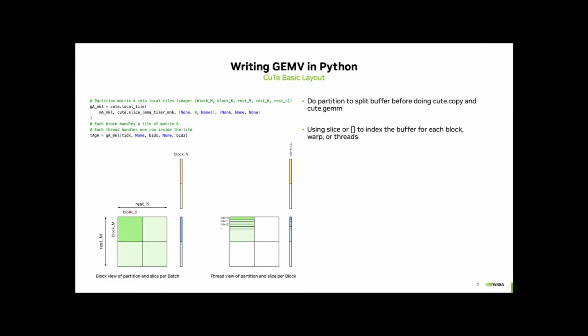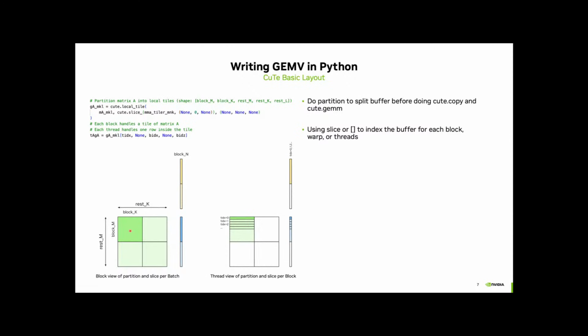The block M and block K are the innermost mode here. And then the M dimension contains multiple block M iterations, and the K dimension contains multiple block K iterations. So we have this rest M and the rest K. Also, there is the rest L, which is the batches. But for this diagram, to keep it simple, I only have the batch equal to 1.